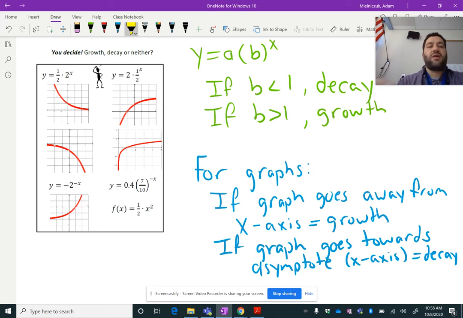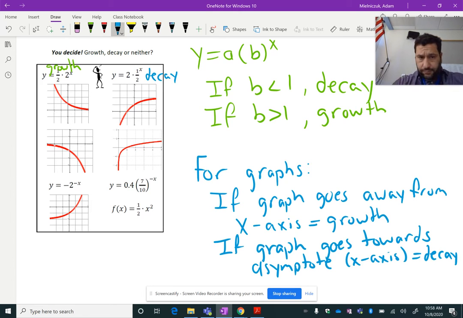So let's take a look at our first one. We have y equals 1/2 times 2 to the x. We want to check, make sure it's in the right form. It is. 2 is greater than 1, so this would be growth. In the second one, we have 2 times 1/2 to the x. So here we look at the 1/2. 1/2 is less than 1, so that would be decay.